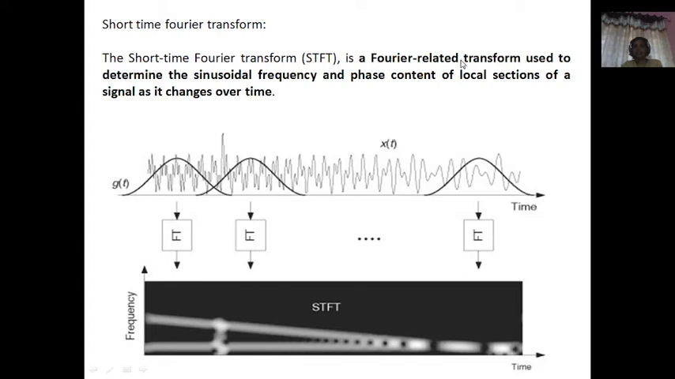That was represented by the short time Fourier transform. STFT is a Fourier related transform used to determine the sinusoidal frequency and phase content of local sections of a signal as it changes over time. For this local section, we are applying this window. A window is nothing but the part over which you apply the Fourier transform. You selected this part and applied the Fourier transform, you selected this part, applied the Fourier transform. In this way, different local sections are going to have the Fourier transform applied.